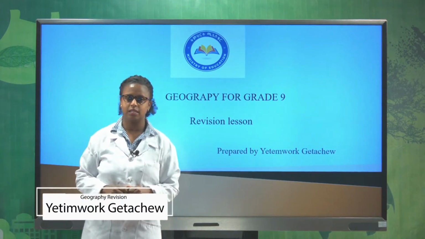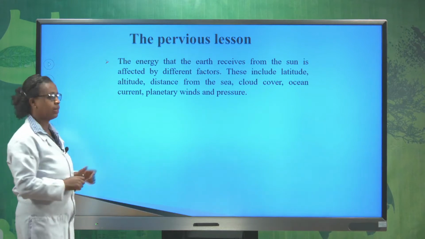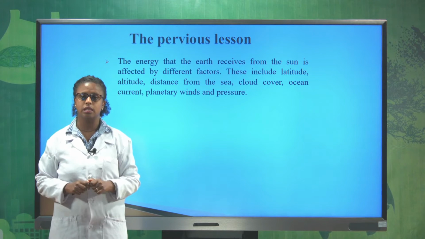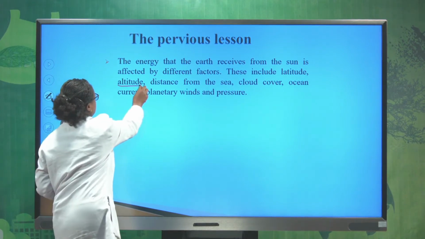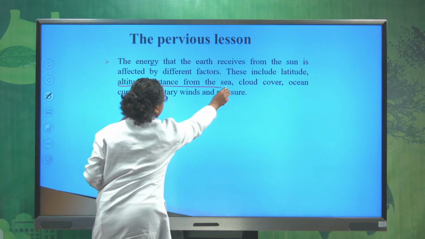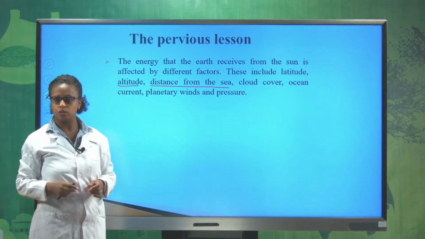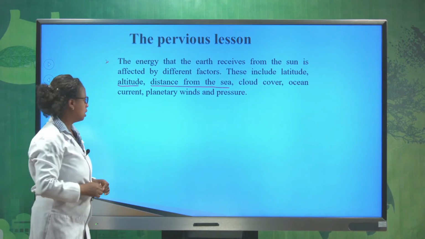In the previous lesson, we have seen the major controls of weather and climate. The energy that the Earth receives from the Sun is not evenly distributed. There are different factors for this uneven distribution. These are altitude, latitude, distance from the sea, ocean current, cloud cover, and so on. Let us revise some important points from this.